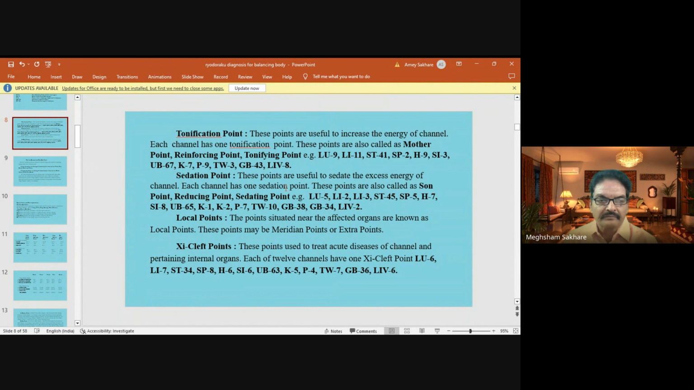Local points: these points are situated near the affected organ and are also known as local points. These points may be meridian points or extra points or Ashi points. Xi-cleft points: these are used to treat acute diseases of the channel and pertaining internal organs. Each of the 12 channels has one Xi-cleft point. Lung 6, LI7, stomach 34, SP8, H6, SI6, UB63, K5, P4, TW7, GB36, and liver 6 are the Xi-cleft points.